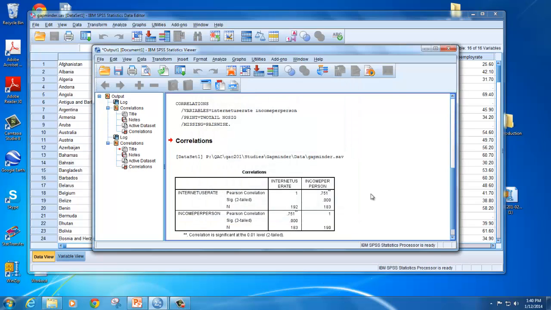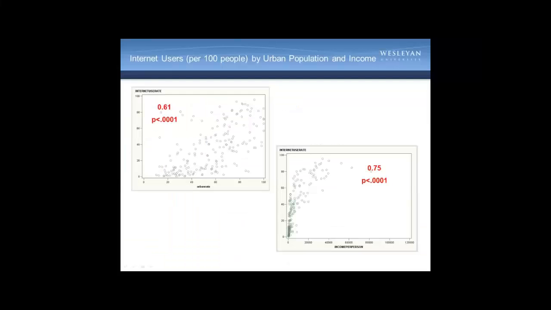When I rerun the correlation for income, I find that the association between income per person and internet use rate is positive and statistically significant. The coefficient is approximately 0.75, and the p-value is 0.00. So now we can actually interpret the scatter plots and the coefficients together. The association between internet use rate and income, the second scatter plot, is fairly strong and also positive, as the scatter plot had already shown us. The association between internet use rate and urban rate is also positive, but slightly more modest at 0.61.